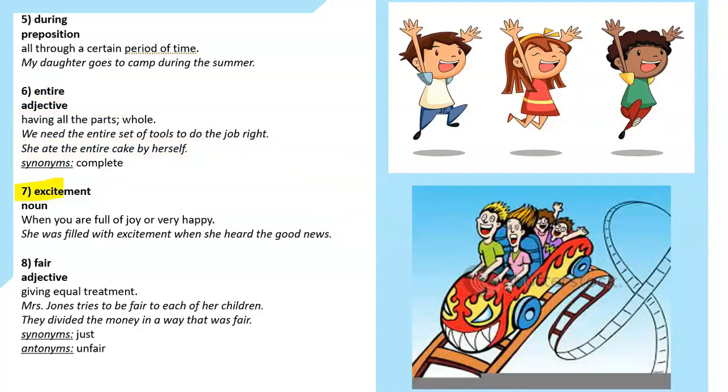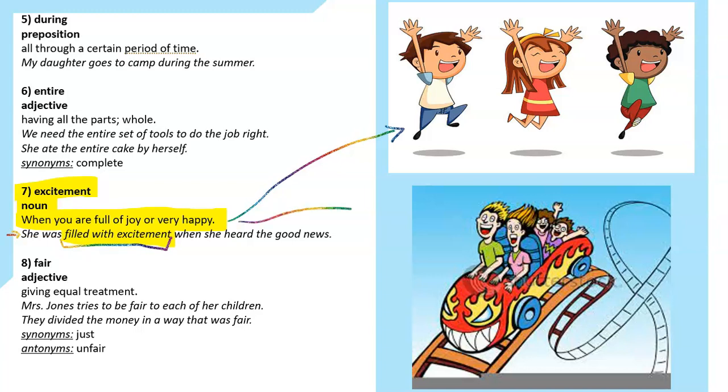Our next word is excitement. Excitement is the noun form of the word excited. And we use this when you are full of joy or very happy. When we use this word, most of the time we use it like this, filled with excitement. So our sentences will say that someone or something is filled with excitement. Just like this sentence, she was filled with excitement when she heard the good news. Or the children were full of excitement when they heard that there was no test today.